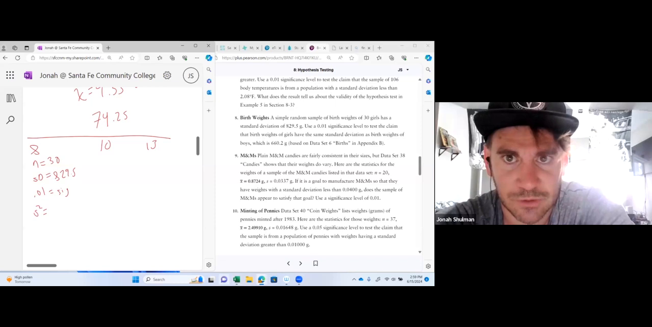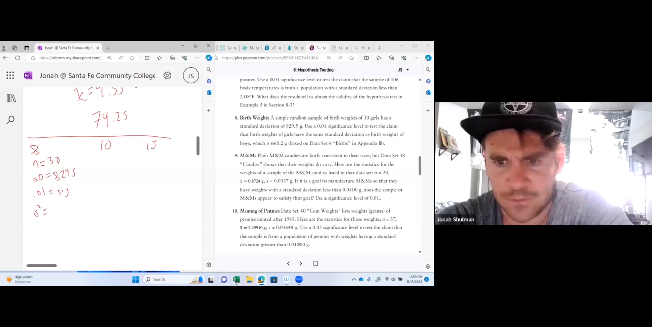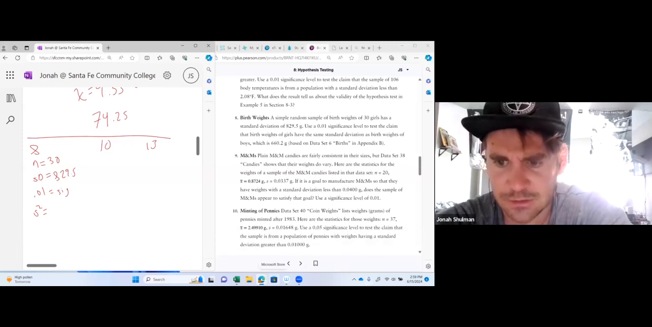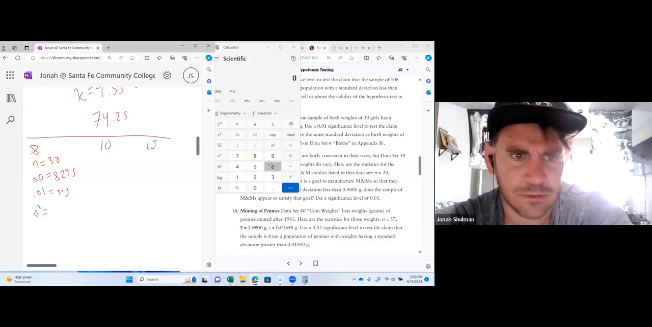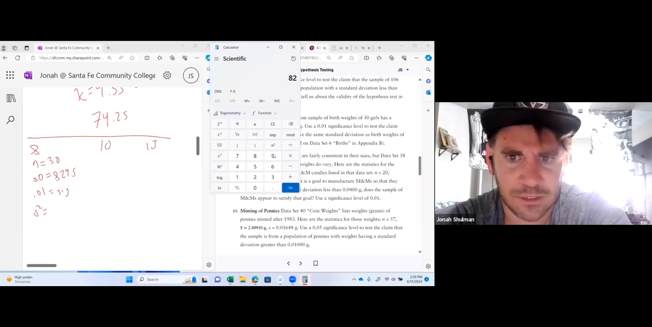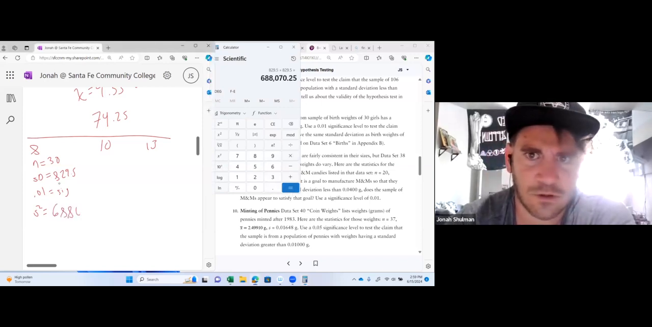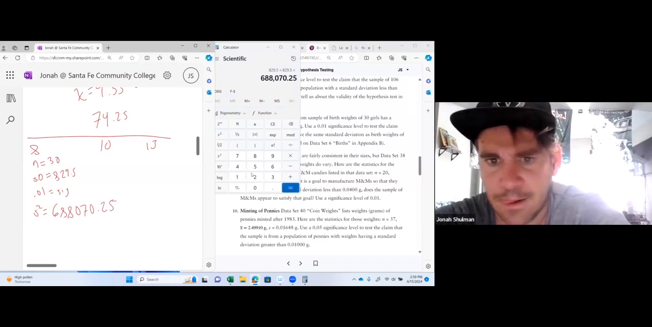I'm just going to use the computer. Considering it works now. I don't know why it didn't work before, but I am not arguing in the least because it works now. So 829.5 times 829.5. So this is going to be 688,070.25. Cool.